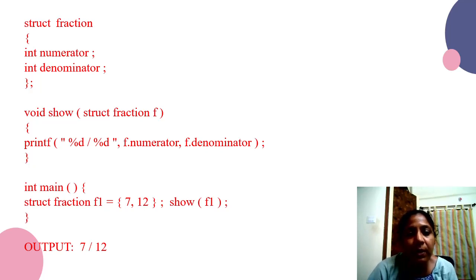In the main function, struct fraction f1 assigns a value for numerator and denominator. 7 is the numerator value and 12 is the denominator value. The function call show of f1 executes the user-defined show function with the values of the data members, f1 dot numerator and f1 dot denominator. The argument f accepts the values of the data members numerator and denominator and displays them as in the printf, f dot numerator and f dot denominator.